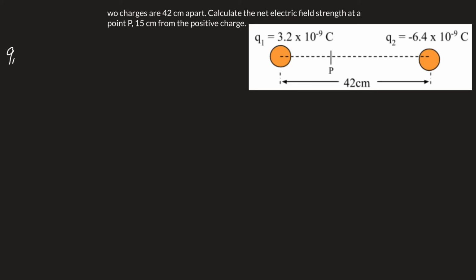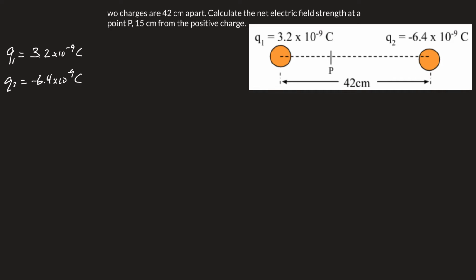Q1 is 3.2 times 10 to the negative 9 coulombs. Q2 is negative 6.4 times 10 to the negative 9 coulombs. And then there's some distance between the two of them. However, that won't necessarily be super relevant for us.